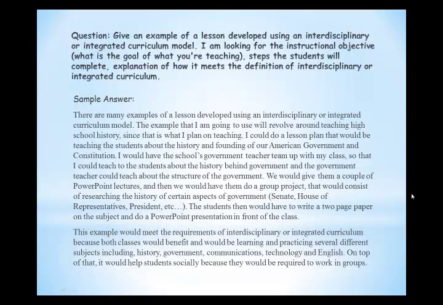The only weakness in this essay is that he does not clearly state the instructional objective. He talks about teaching the students about the history and founding of our American government and Constitution, but that's really broad, and I would grade him down that it's not more clear what the instructional objective is. It should be more narrow and more succinct exactly what he's going to teach with this project. But other than that, it's definitely an A essay.